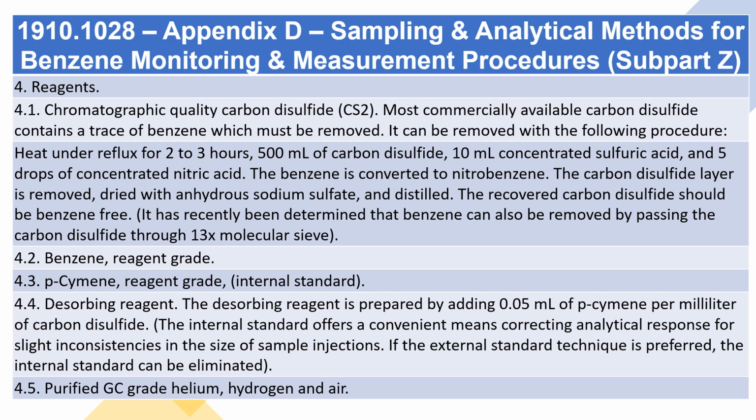4.1. Chromatographic quality carbon disulfide, CS2. Most commercially available carbon disulfide contains a trace of benzene which must be removed. It can be removed with the following procedure. Heat under reflux for 2 to 3 hours, 500 ml of carbon disulfide, 10 ml concentrated sulfuric acid, and 5 drops of concentrated nitric acid. The benzene is converted to nitrobenzene.